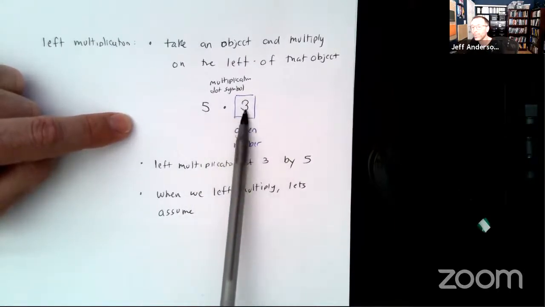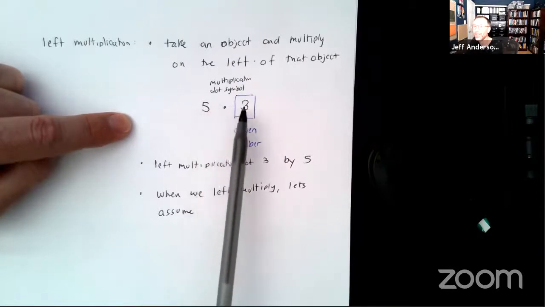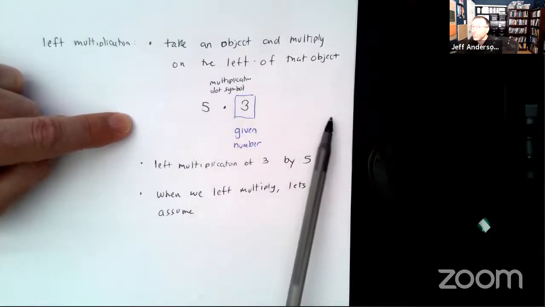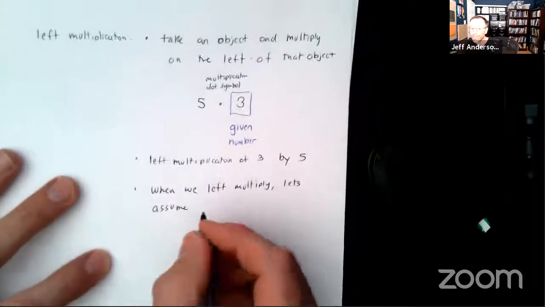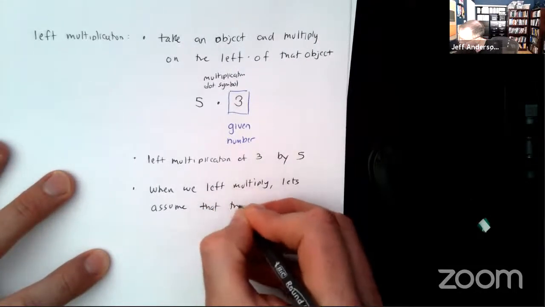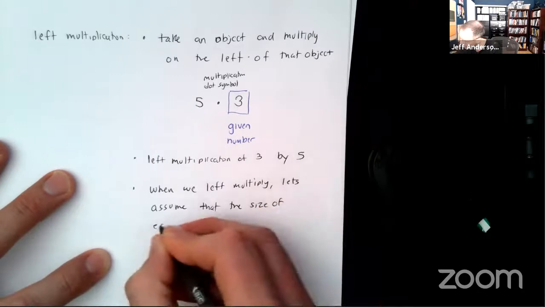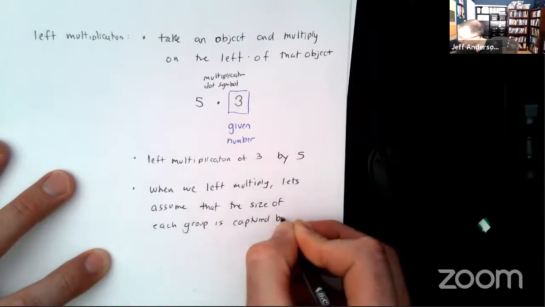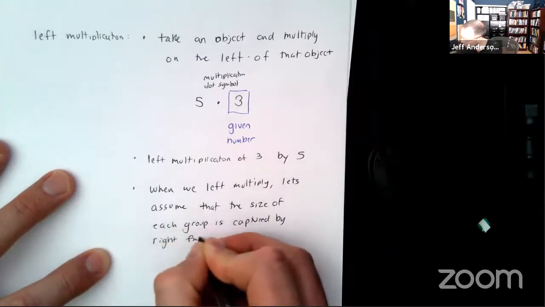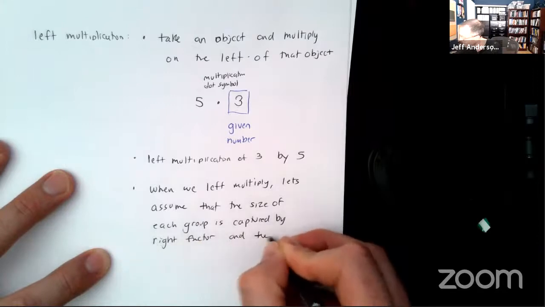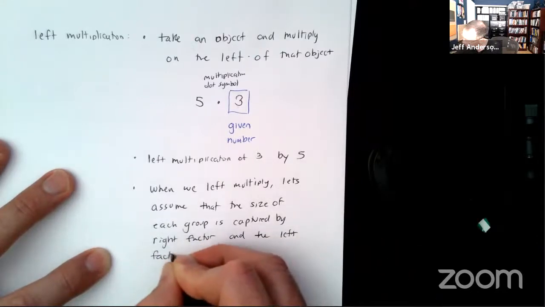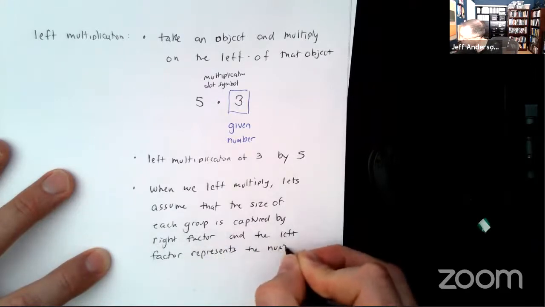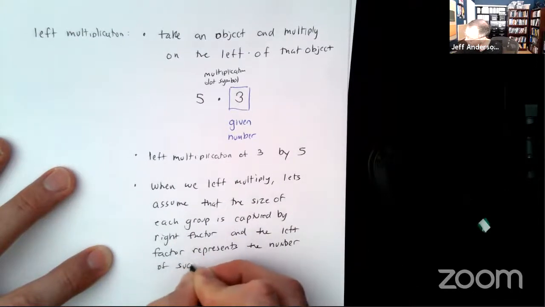So if I start with a number 3 and then I multiply by 5, then I'm thinking I have a group of size 3, and then I take 5 such groups and I want to know the total number. So when we left multiply, let's assume that the size of each group is captured by the right factor, and the left factor represents the number of such groups.